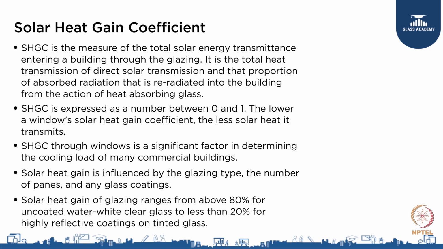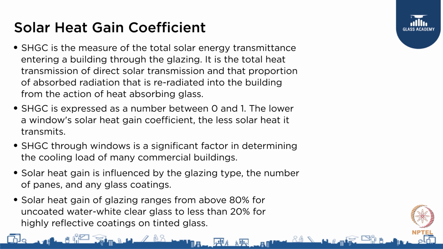Just like visual light transmittance, the solar heat gain coefficient property of the glass also varies with the type of coating, number of panes, etc. Therefore, when we are selecting the glass, we should look at how we can get low solar heat gain coefficient and high visual transmittance. Generally, for clear glass, we can get solar heat gain coefficient around 80%. In high performance buildings, we would like to target the solar heat gain coefficient around 20%.